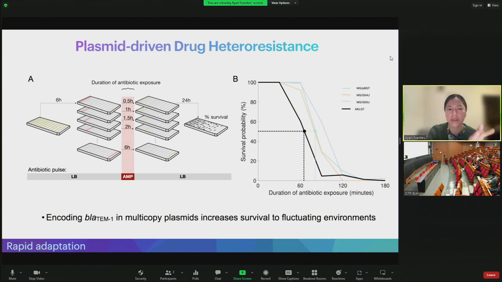So what we did in this experiment is we have the populations in 96-well plates, then we do a transfer at different times, from 30 minutes to 6 hours. Then we remove the antibiotic and let the population grow again. That is the experiment and how we measure survival.